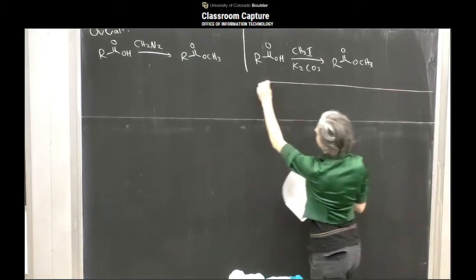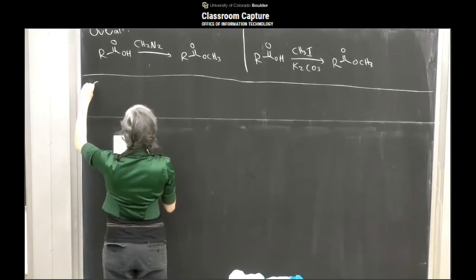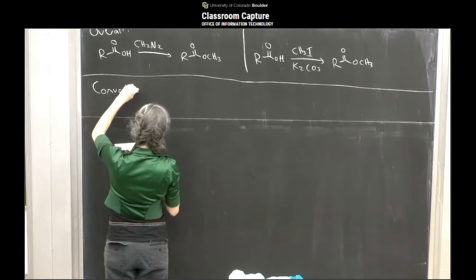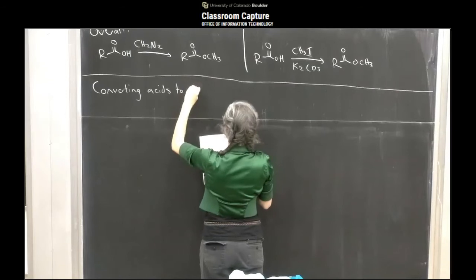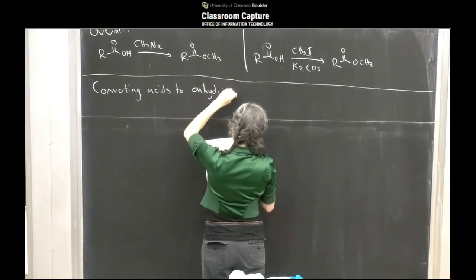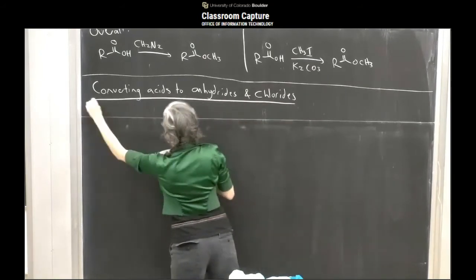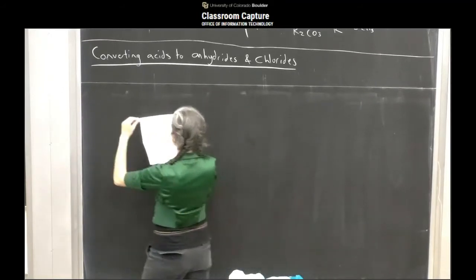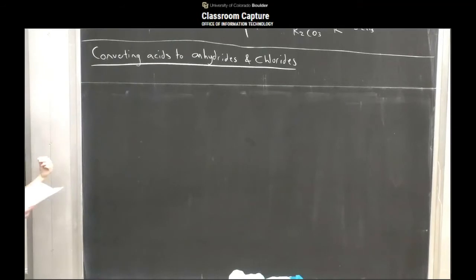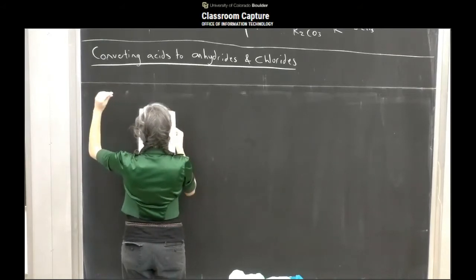Next up, we're going to look at converting acids to anhydrides and chlorides. Okay, so for these, we're not actually going to look at the mechanism for it. We're just going to look at the overall reactions. I'll explain why in a second.